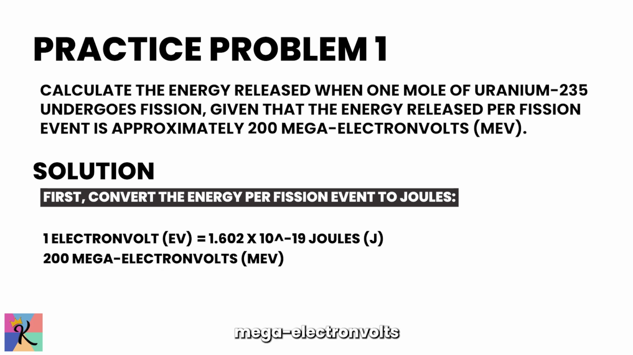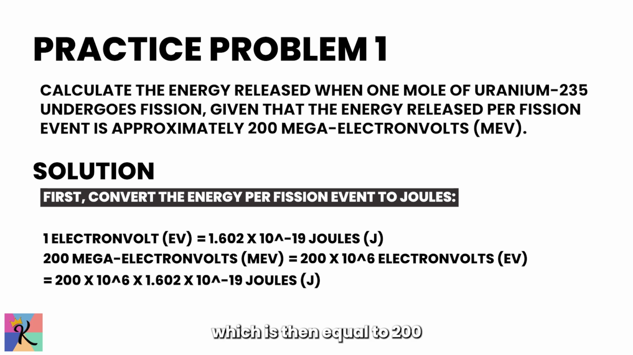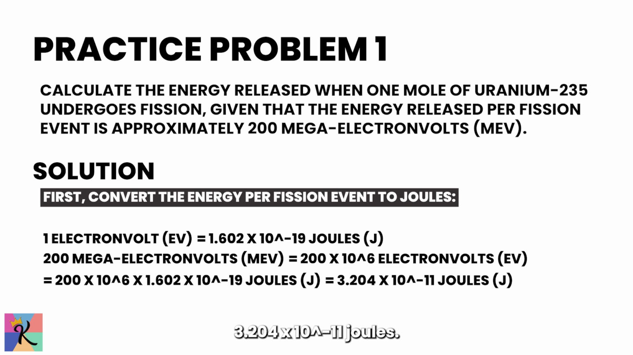Then 200 mega electron volts is equal to 200 times 10 to the 6 electron volts, which is then equal to 200 times 10 to the 6 times 1.602, and for the purposes of the MCAT, you can just use 1.6, and even in some cases just 2. And that is times 10 to the negative 19, which is equal to about 3.2 times 10 to the negative 11 joules, in which case it would be about 4 if you were to use the 2.